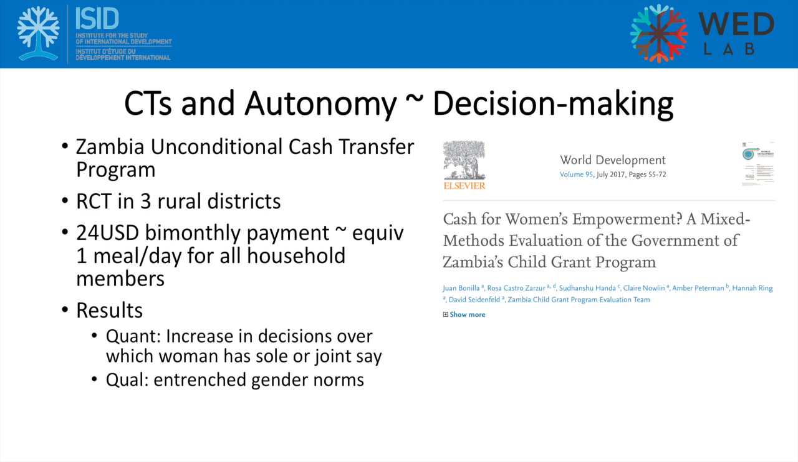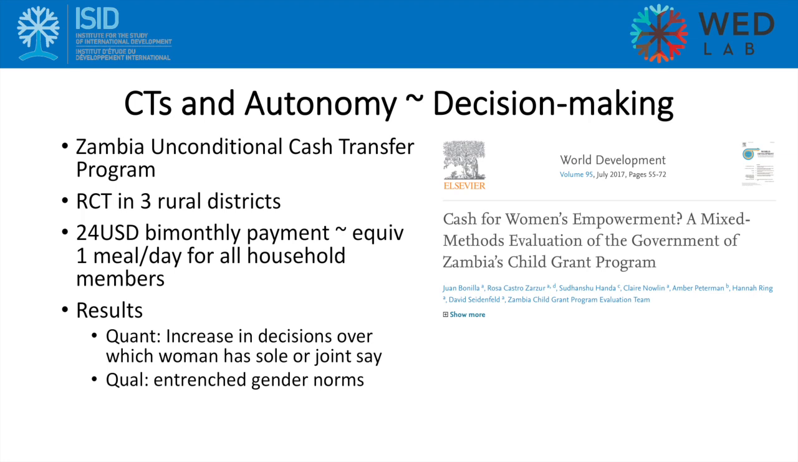What do they find? Well, they find, and this is by no means unique to this study, that this cash transfer leads to an increase in decisions over which the woman says that she has either sole or joint say. So these are the types of questions that one would find in a survey. Who decides in your household about what to do with your income or your household income, or who decides what to cook for dinner, or who decides on your children's education and all of that.